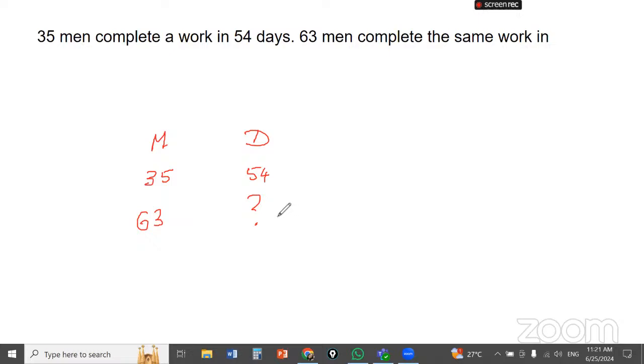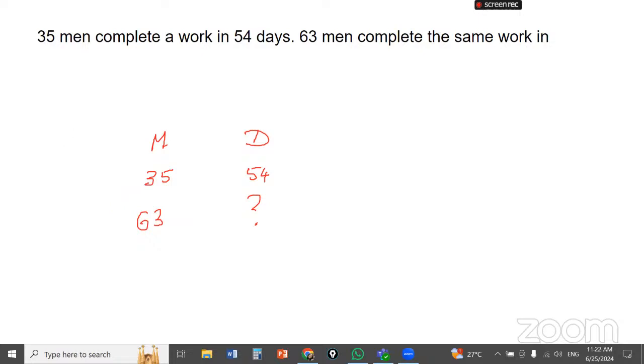So this is obviously an inverse proportion. If the number of men is increasing, the number of days will be decreasing. That's how it happens. See, from 35 to 63, the number of men has been increased, so this one will be in the opposite way. If one increases, the other decreases. So this is known as your inverse proportion.